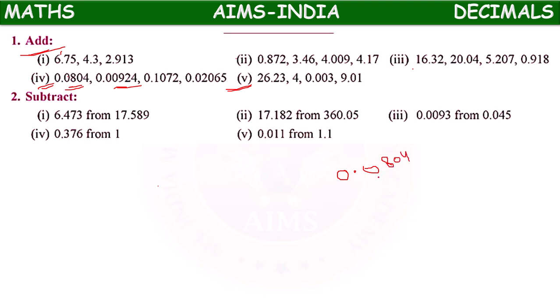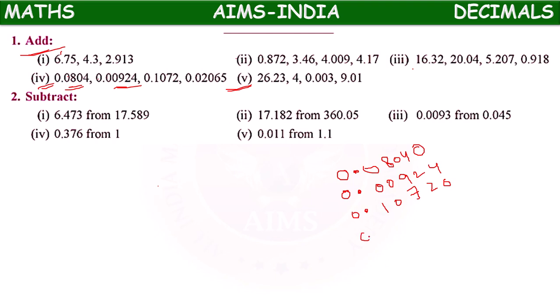0.0804. 4 decimal places. 0.00924. 5 decimal places means we can keep 1 zero here. 0.1072. 1 zero we can keep here.